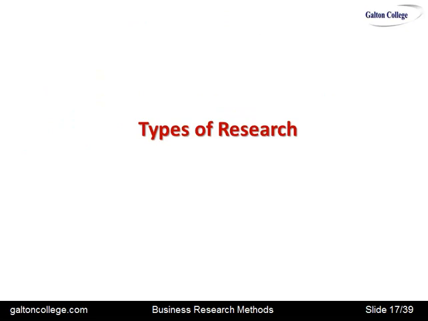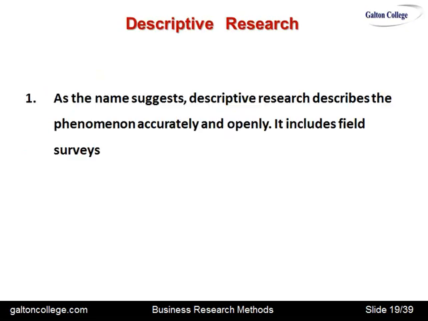Now the types of research. Well, we have descriptive research. As the name suggests, descriptive research describes the phenomenon accurately and openly. It includes field surveys. So descriptive research is describing something. It's describing it accurately and openly. It's not covering up anything. It's being brutally honest about the description of the phenomenon, and it describes it completely. That's descriptive research. It's giving a complete picture to the reader.